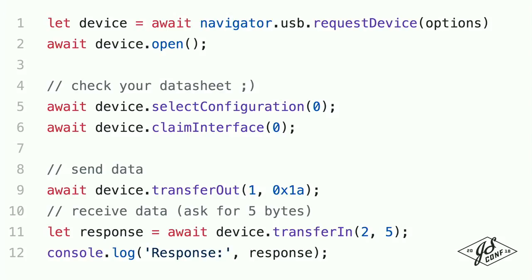It's really up to the device manufacturer, so it's really hard for me to give you super specific hello world examples because it really does depend on the device. But then we can wait for a response, which is pretty cool. By doing a transfer in instead of a transfer out, we can supply the endpoint, which is the first argument, and we can also ask for how many bytes we want. So I'm asking for 5 bytes in this case. And then we can console log out the response.